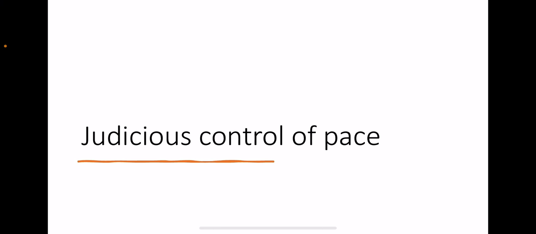There's that funny word again, judicious control of pace. So a really careful control of pace. And I know that this is one of the questions I've posed for you in your booklet. So how can you control pace? Well, that is through your paragraphing. How are you going to organise your paragraphs so that your reader is guided through your story?